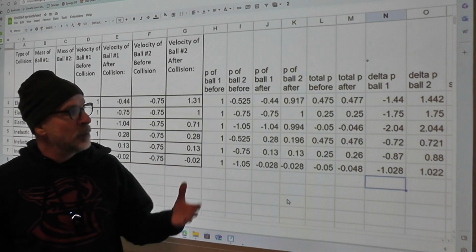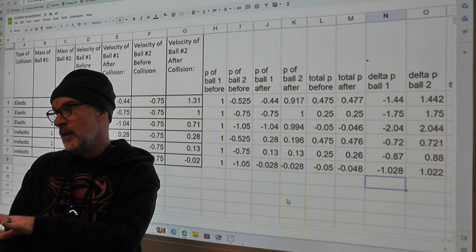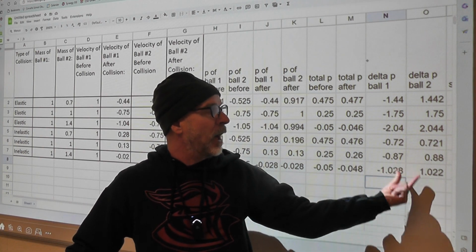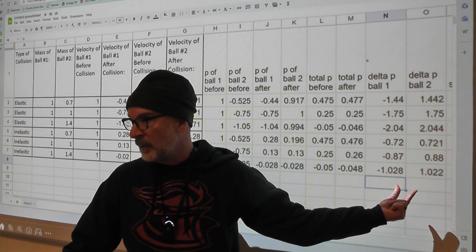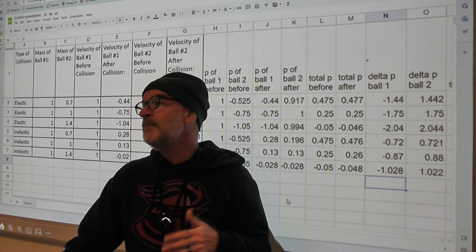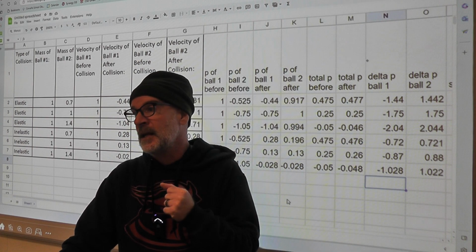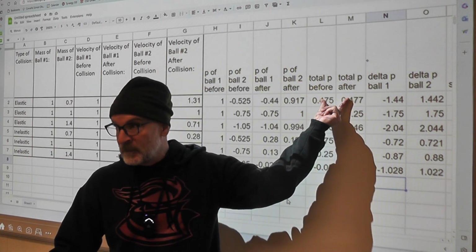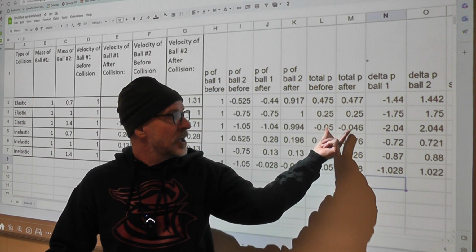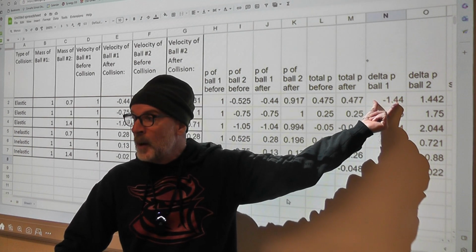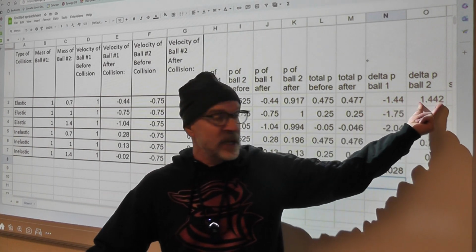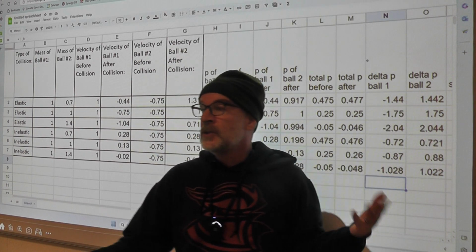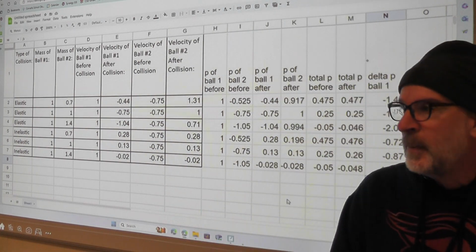What's the pattern that we see? Well, again, there's rounding error. But if we look at these numbers, what we'll see is they're not the same. They're dramatically different, but they have almost the exact same magnitude. They're equal and opposite. So the momentum before the collision and the momentum after the collision were pretty close. The change in momentum of one ball and the change in momentum of the other ball were almost exactly equal and opposite. So that's another kind of observation that we can think about.